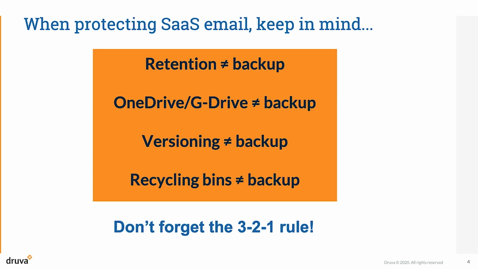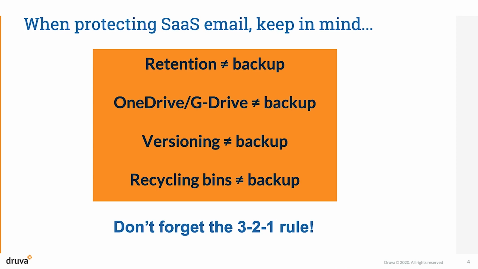Versioning is similar to retention in that you just keep multiple versions of emails or files. Again, these are all just different versions of things sitting inside the same system. And the same thing with Recycle Bin. It's not really putting your email in a separate, special, protected place.